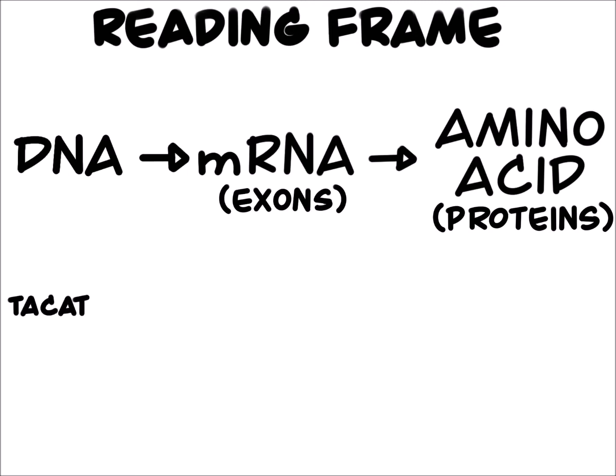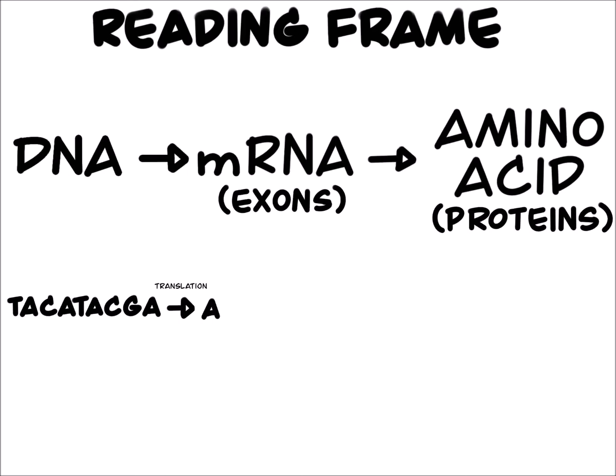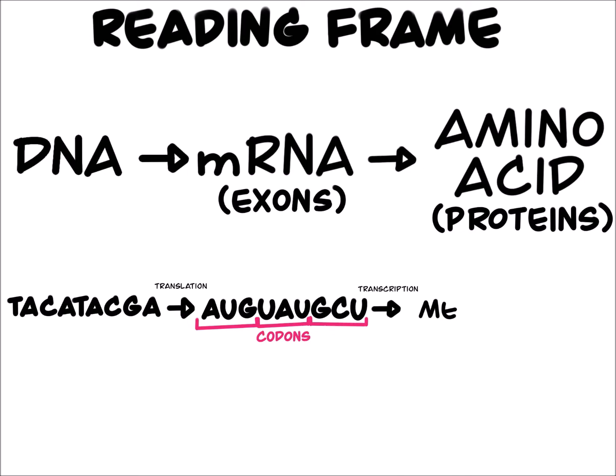In this example, the nucleotide sequence TAC, ATA, CGA is transcribed to AUG, UAU, GCU. From there, the nucleotides are grouped into triplets, which is called a codon. And for every triplet, one amino acid is produced. So in this example, the amino acids methionine, tyrosine, and alanine are produced.